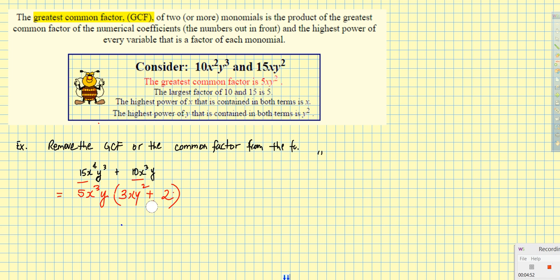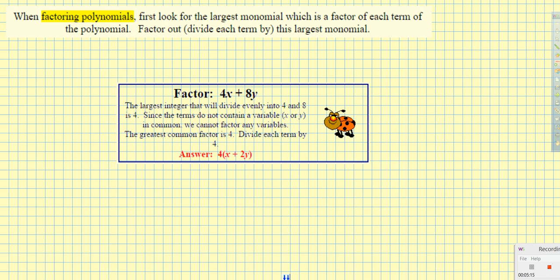Now, in order to check to see if I did this correctly, all I would really have to do is redistribute it, or just use the distribution property. By using the distribution property, I can multiply it through again so that I can check to see if I'm getting the same answer, or in other words, the original question that I started out with. All right, so let's try another one.